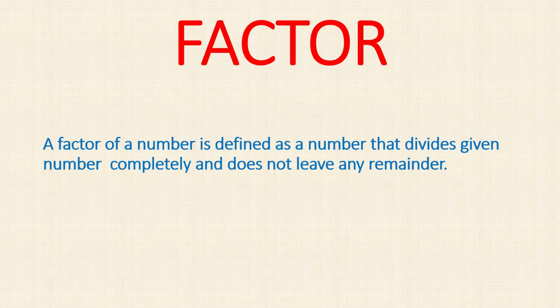A factor of a number is defined as a number that divides a given number completely and does not leave any remainder. It means when we divide a number by its factor, then we get remainder as 0. So let us take an example, 18. 2 divides 18 completely and the remainder is 0. Similarly, 3 divides 18 completely and the remainder is 0. So we can say 2 and 3 are factors of 18.